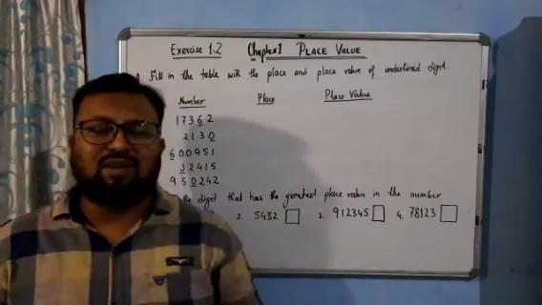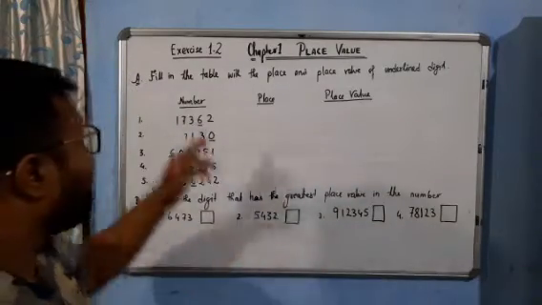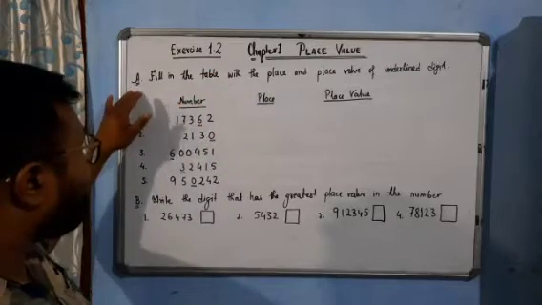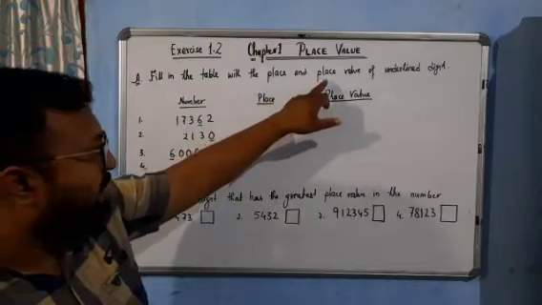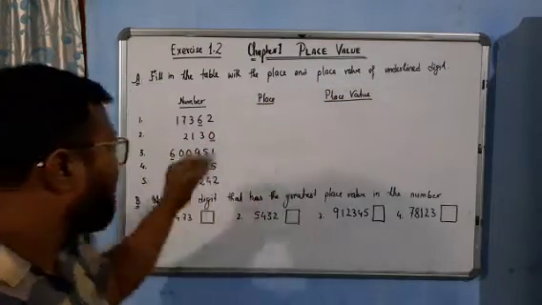Hello students, now come to the next exercise. Next exercise, our exercise 1.2. First question, fill in the table with the place and place value of underlined digit.